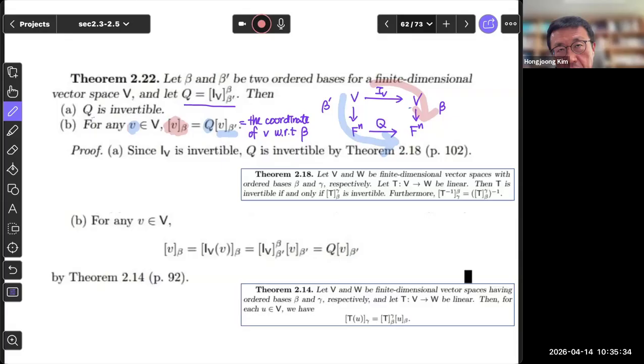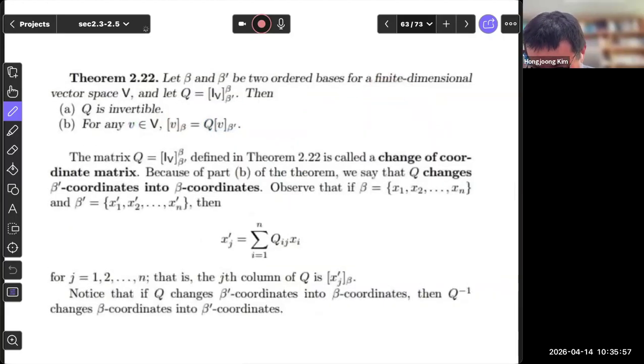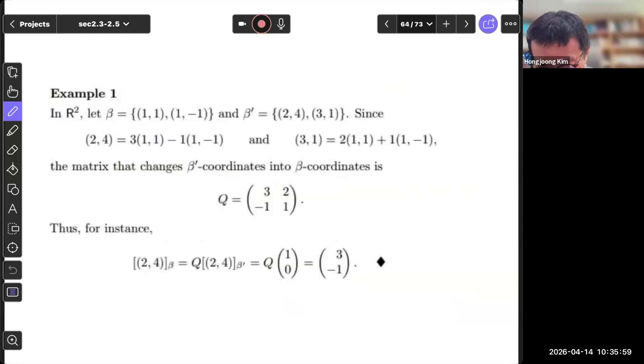We already considered this in some general situation, and theorem 2.22 is a very special situation where this mapping is just the identity mapping. In that case, we have this simple situation. So here is an example.